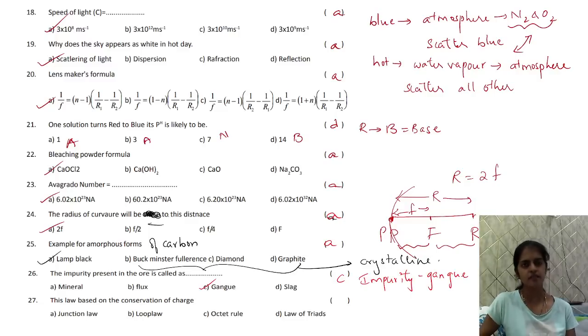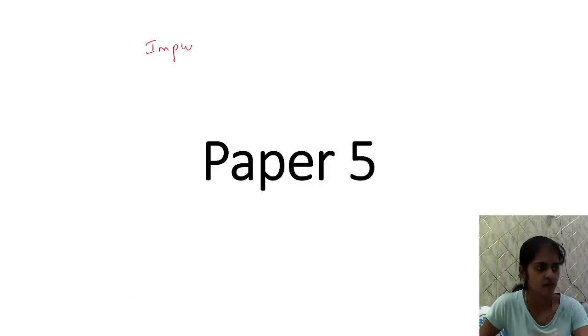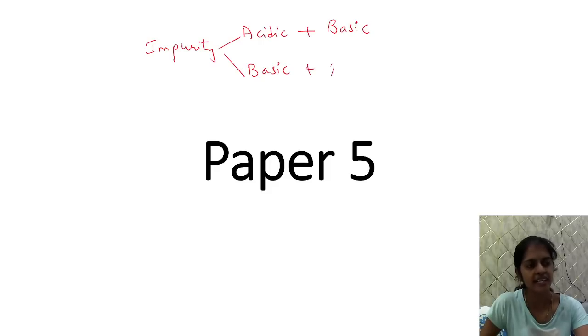And suppose if the impurity is acidic in nature, then you will mix a basic substance to it to remove the impurity. If the impurity is basic in nature, then you add an acidic substance to it. So you add an opposite nature substance. This acidic or basic substance which you are adding is called flux.